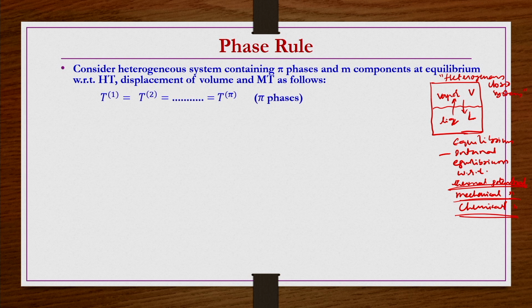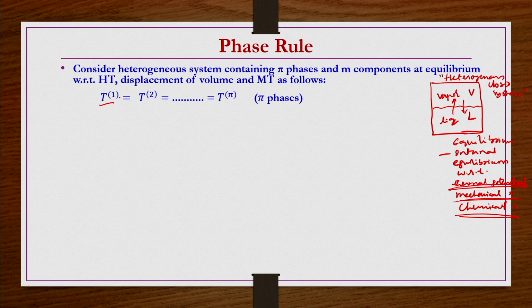So, with respect to the heat transfer, the temperature has to be equal in all the phases if thermal equilibrium is established. That means T of phase 1 and T of phase 2 should be equal, and similarly equal to T of phase 3 and so on up to T of pi, that is, the temperature in all the phases should be equal, because there are pi number of phases. So, T1 equals T2 equals T3 and so on equals T pi. This is true if there is internal equilibrium with respect to the heat transfer process.